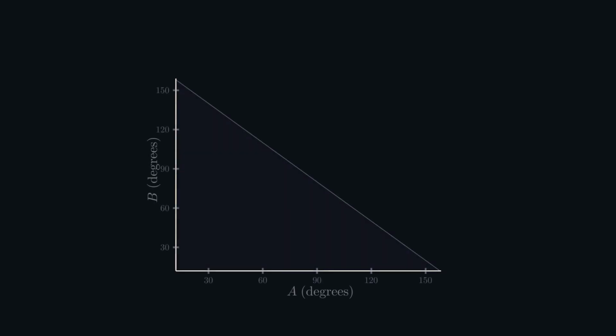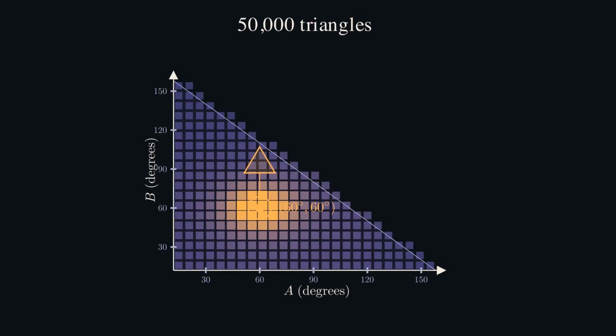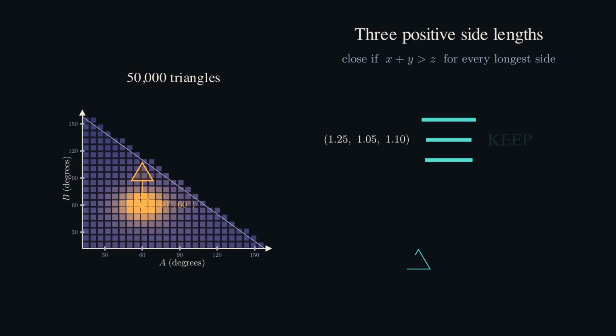Make triangles from random side lengths, and one shape keeps piling up, the equilateral triangle. Here are 50,000 of them, sorted by their first two angles. The bright mound is centered at 60 degrees, which forces the third angle to be 60 as well. That is already suspicious. We never asked for symmetry.